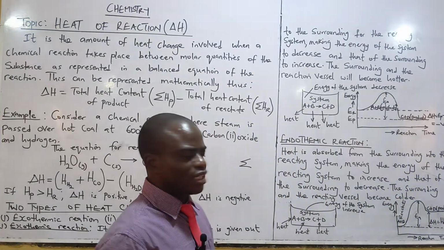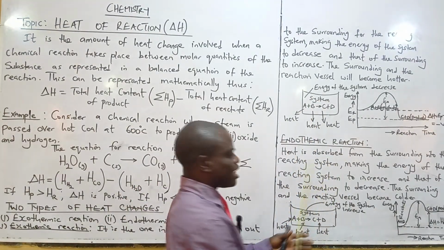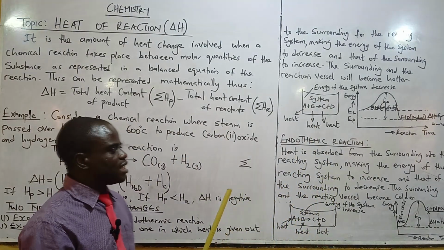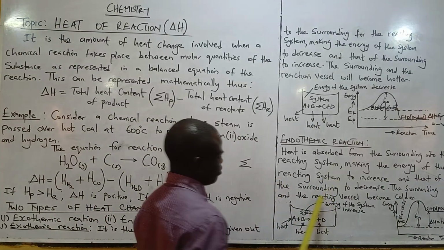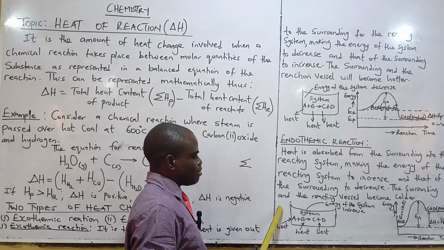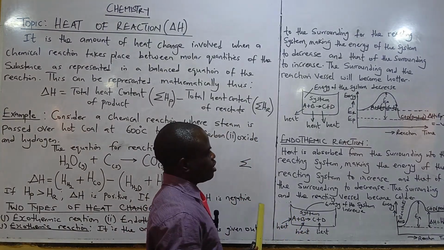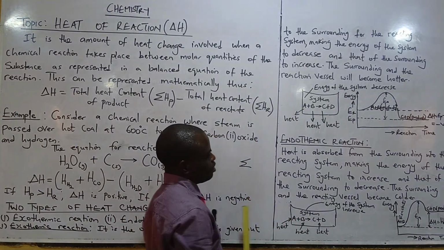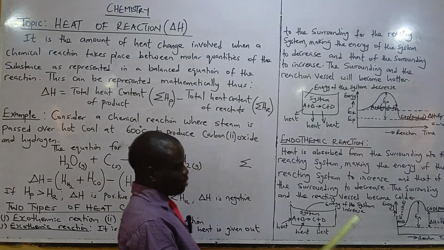Let's go to endothermic reaction. Heat is absorbed from the surrounding into the reacting system. You can see the reacting system. Heat is absorbed. You put an ice block inside this container. You see that it absorbs the heat. When it absorbs the heat into the reacting system, you see that it will start melting. That's endothermic.